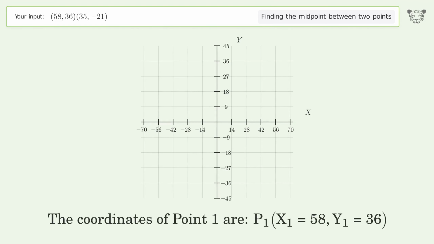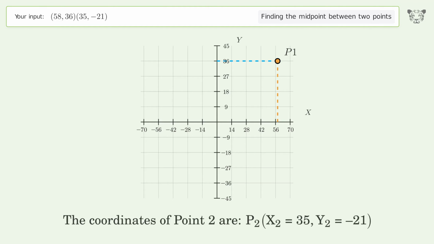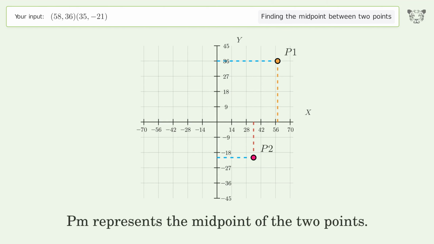The coordinates of point 1 are x1 equals 58, y1 equals 36. The coordinates of point 2 are x2 equals 35, y2 equals negative 21. PM represents the midpoint of the 2 points.